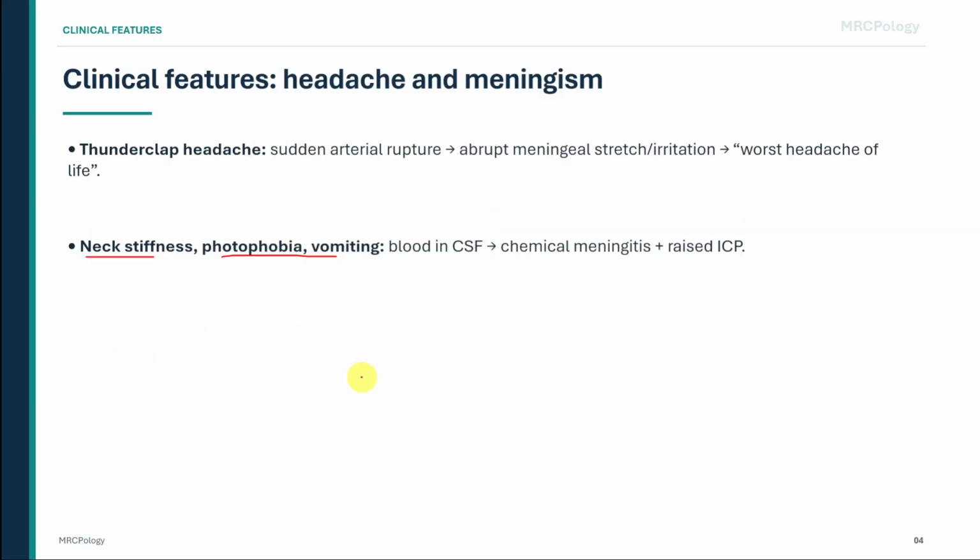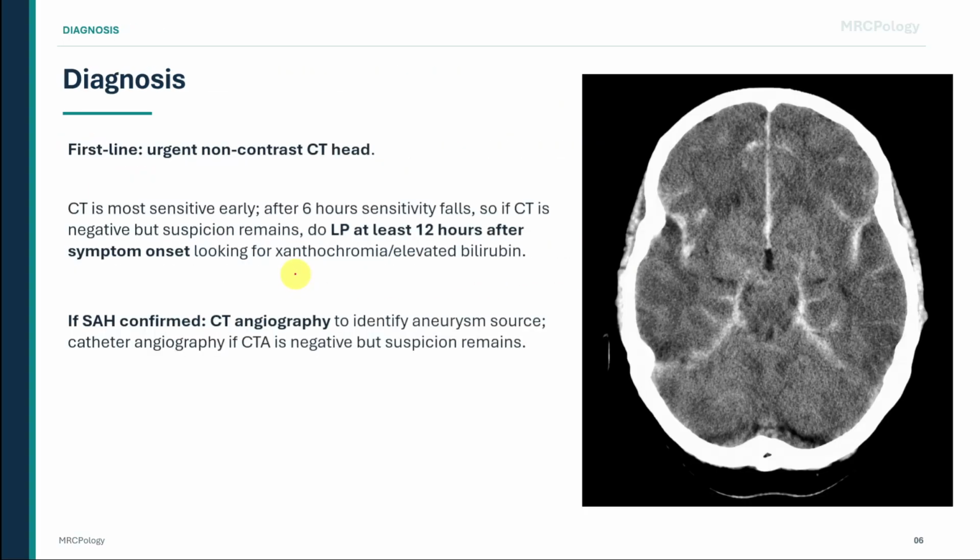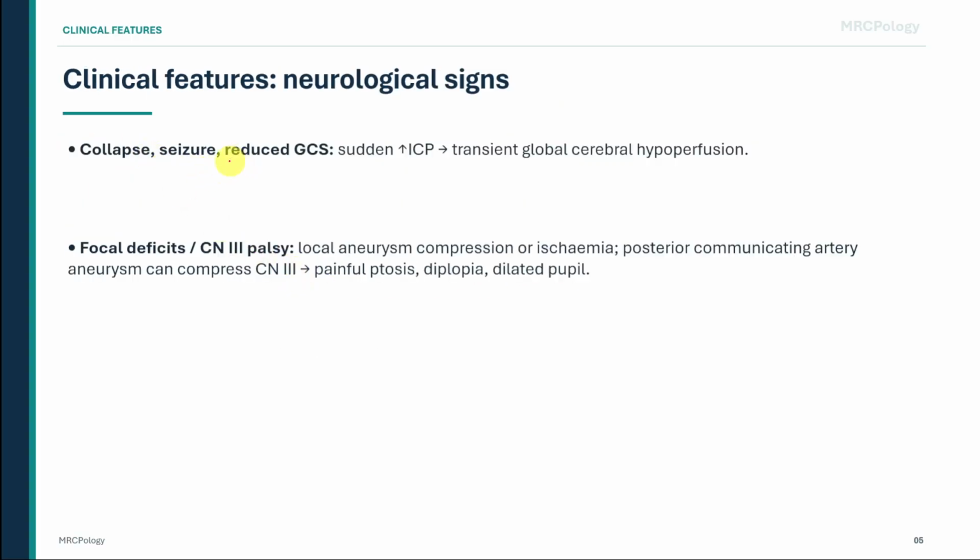Now let us connect the mechanism to the clinical features. The classic symptom is thunderclap headache. This means a sudden, severe headache reaching maximum intensity very quickly. The mechanism is abrupt aneurysmal rupture causing meningeal stretch and irritation. Patients may say it is the worst headache of their life. Neck stiffness, photophobia, and vomiting occur because blood in the cerebrospinal fluid causes chemical meningitis and because intracranial pressure is raised. Collapse, seizure, and reduced consciousness happen because the sudden pressure rise can briefly reduce cerebral perfusion.